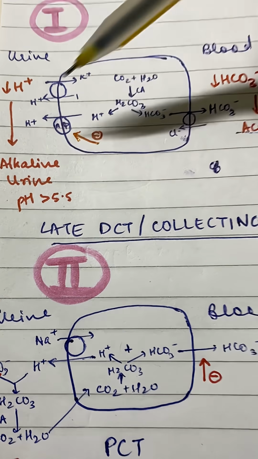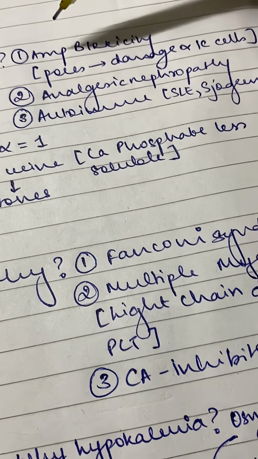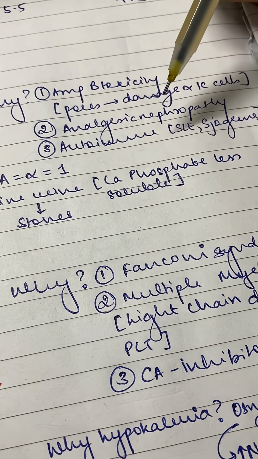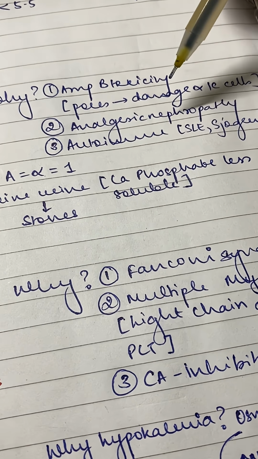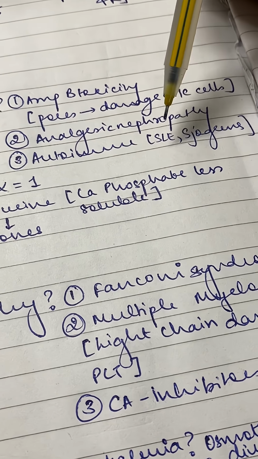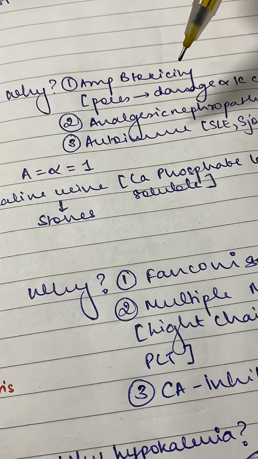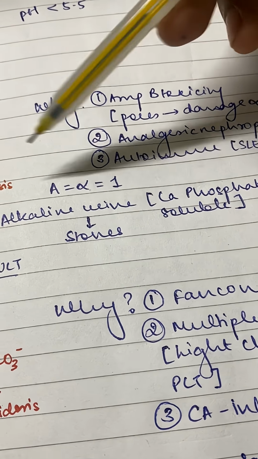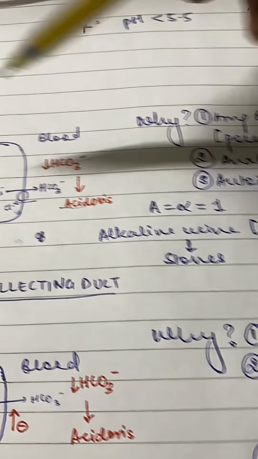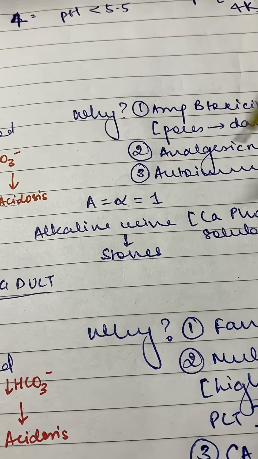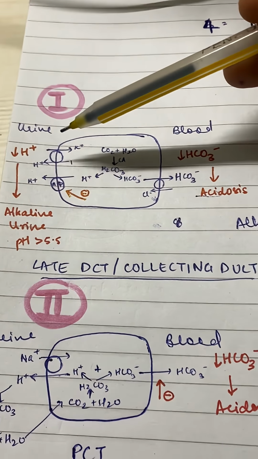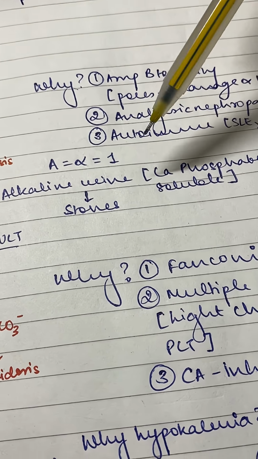You've learned this pathway multiple times. Either it can happen due to amphotericin B toxicity. So amphotericin acts by making pores in fungal cells and causing their death. It does the same thing in alpha intercalated cells. You can have analgesic nephropathy or autoimmune conditions like SLE and Sjogren's. The way I like to remember this is A is for all these causes equals alpha intercalated cell, which is also equal to 1. So that is RTA type 1. In this case, you have alkaline urine, as I said. So calcium phosphate that's excreted into urine is less soluble and is more likely to form stones.